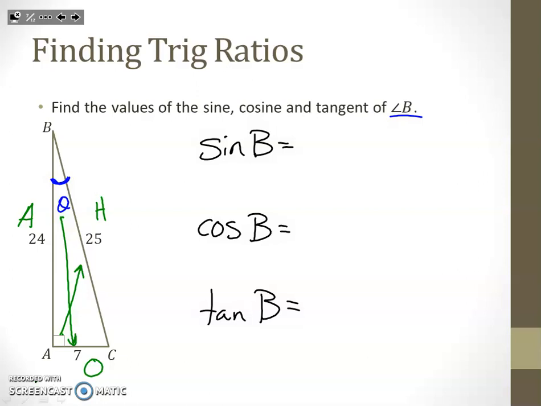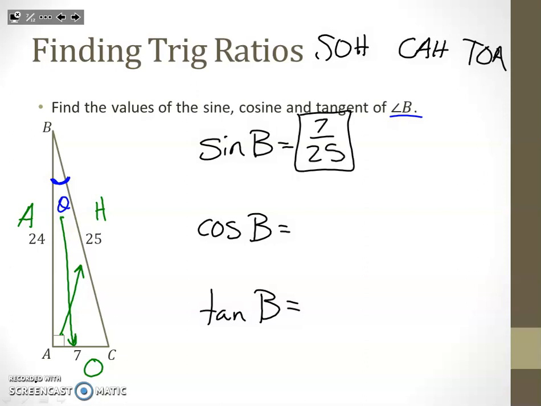Now, doing this problem, we have sine of B. So sine, I've got to remember, okay, it's SOHCAHTOA, right? So sine is opposite over hypotenuse. So I'm going to go down here and I'm going to look. My opposite side is a 7. My hypotenuse is a 25. That's my answer for sine of B.